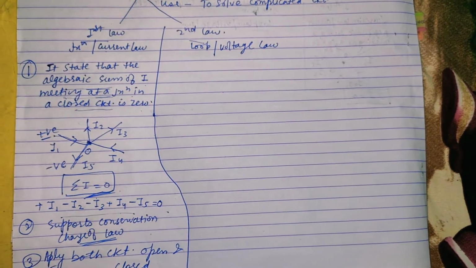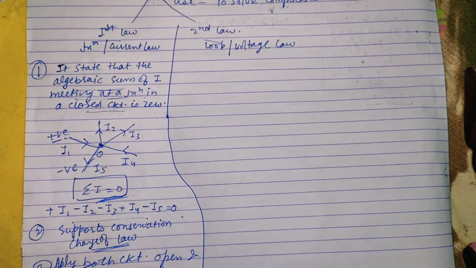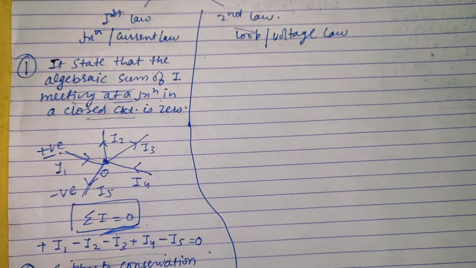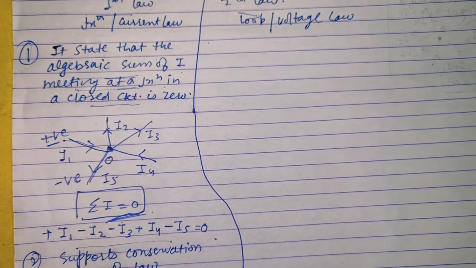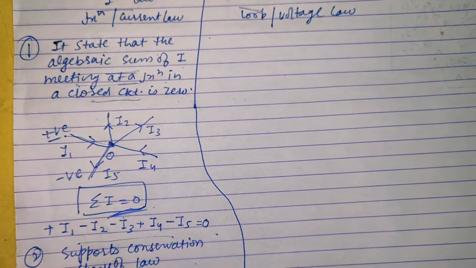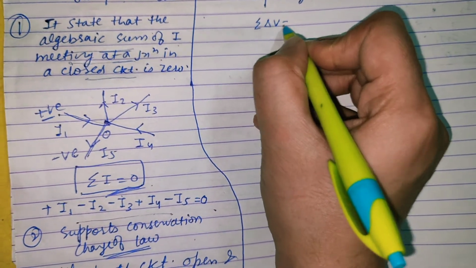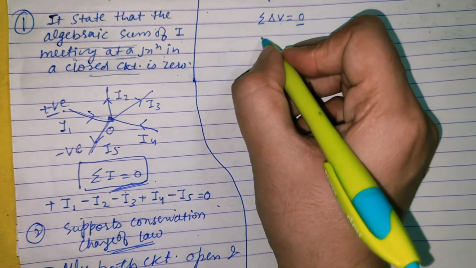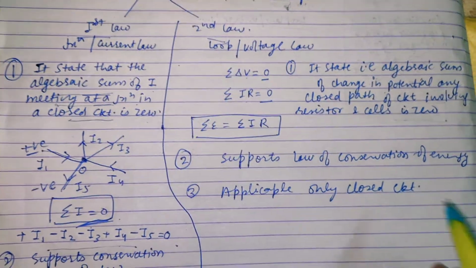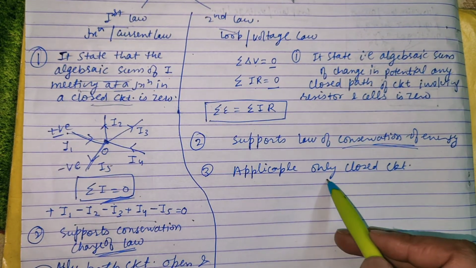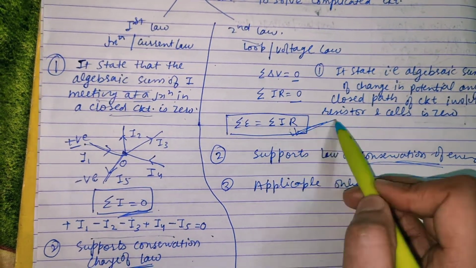Now the second law, and it is very important. It supports the law of conservation of energy, and it states that the algebraic sum of changes in potential around any closed path of an electric circuit involving resistors and cells in a loop is 0. Here the change in potential is equal to 0, and we can also say that the sum of IR equals 0. This supports the law of conservation of energy and is applicable only to closed circuits. Now we will prove this.